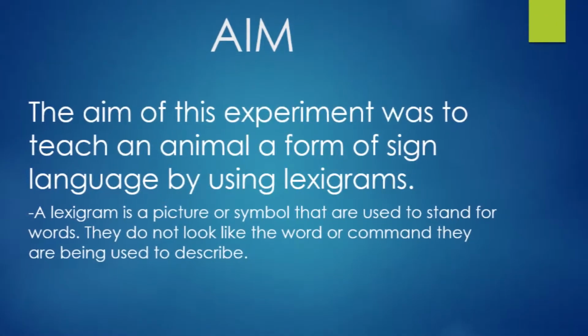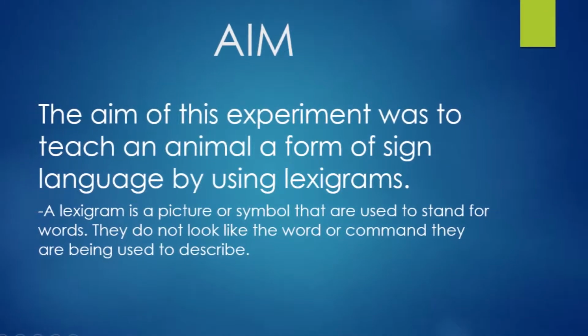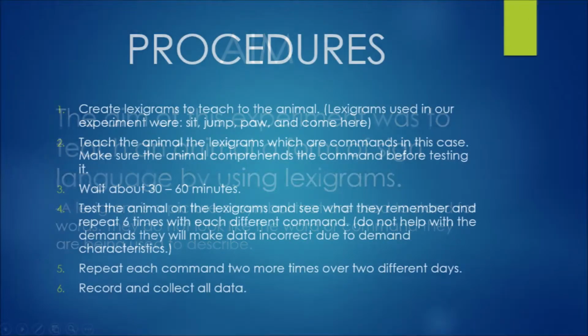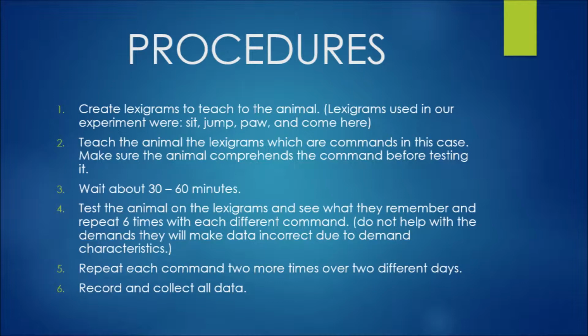The aim of this experiment was to teach an animal a form of sign language by using lexicograms. The procedures of the experiment are to create the lexicograms to teach to the animal. The lexicograms we used in the experiment were to sit, jump, paw, and come here.